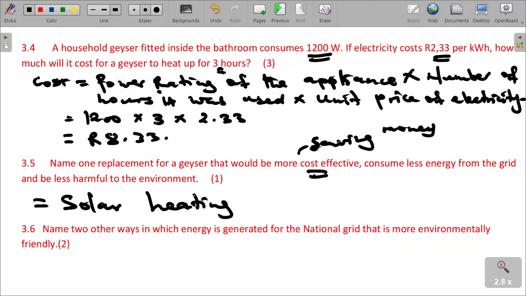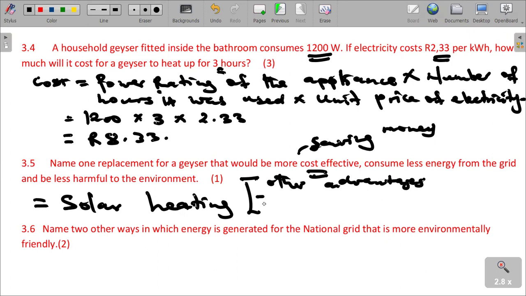Solar heating is more cost effective. You buy solar panels once, you install them, you are done. It consumes less energy from the grid. There is no energy that it takes from the grid, and it is less harmful to the environment. Solar heating is actually environmentally friendly. So now, what we need to understand is: is there another advantage of solar energy that we can say? Other advantages of it.